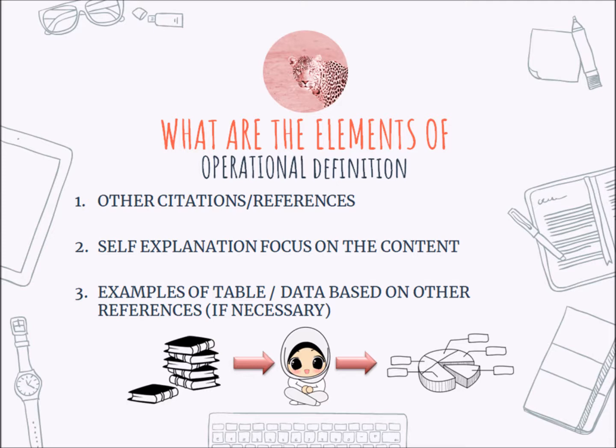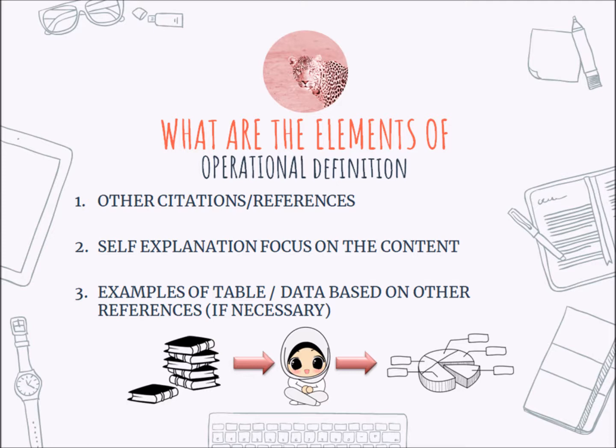There are three pictures to describe the elements of operational definition. The first one, I put the books so that it could picture other citation or reference from other researchers. In the middle, there is a doodle of me for the second point, self-explanation, focus on the content. And the last one is a picture of a chart, for example of table data based on other reference. These are the minimum elements needed in an operational definition, mostly used by researchers.